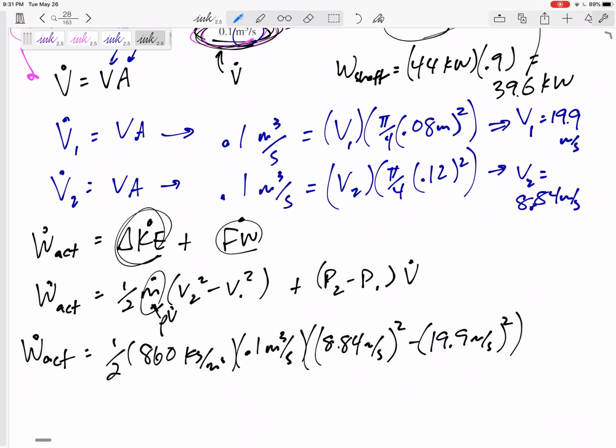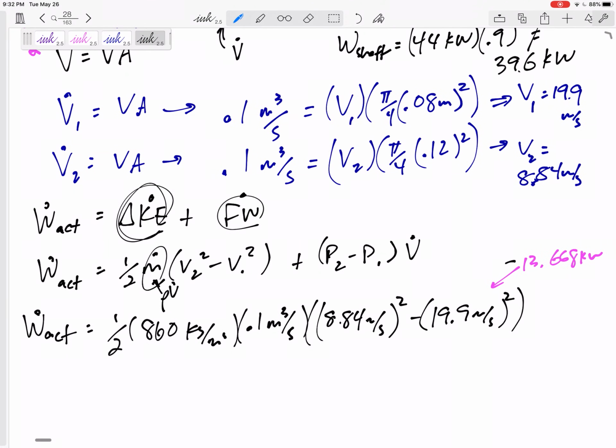squared. That is the work, or the change in kinetic energy. If I take a break here and multiply this through, I haven't done the flow work just yet, but that is going to be 13,668 watts. If we're in the usual kilograms, meters per second squared, meters cubed, that's just going to be in watts. It's a large number, so I'm going to change it to kilowatts, 13.668 kilowatts.